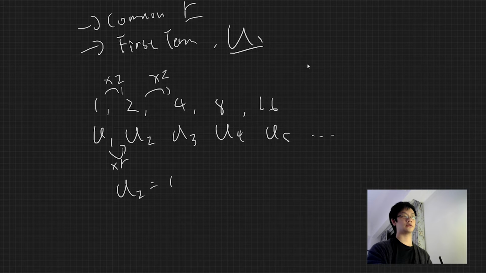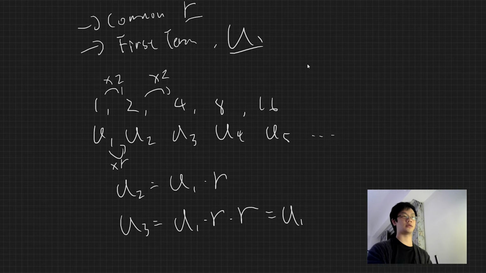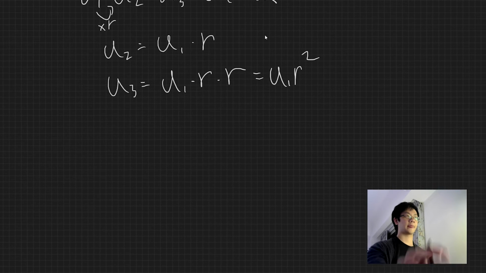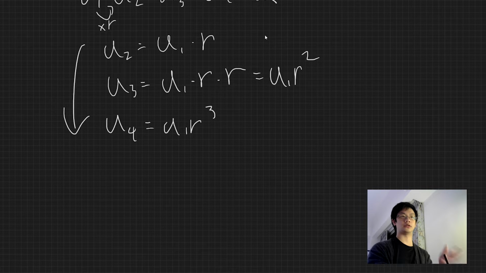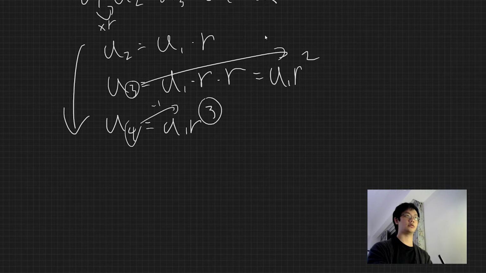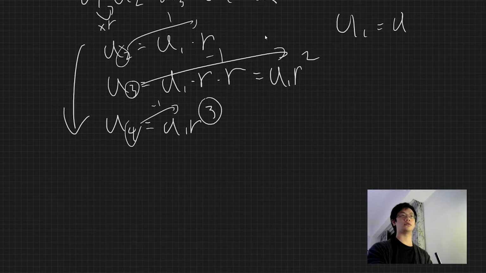So u2 equals u1 times r. u3 equals u1 times r, which is u1 r squared. And u4 equals u1 r cubed. I hope you're following the trend here. That's fairly straightforward. Now, what you should notice is that the power is always this number minus 1. In the case of u1, you're actually timesing u1 by r to the 1 minus 1, which is r to the power 0, and r to the power 0 is 1. So u1 equals u1, that still works.